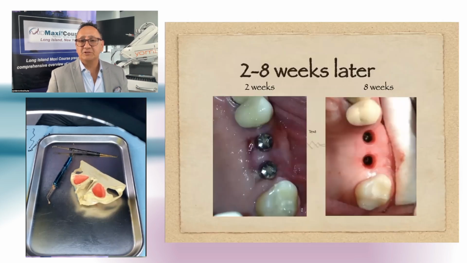This is an older case, but look at all that beautiful thick tissue we have 2 to 8 weeks later. You got 2 weeks and then 8 weeks. So it granulates in, and this is what you want, because when you have connective tissue there, it's going to keep the implant healthier by not allowing resorption of the bone.